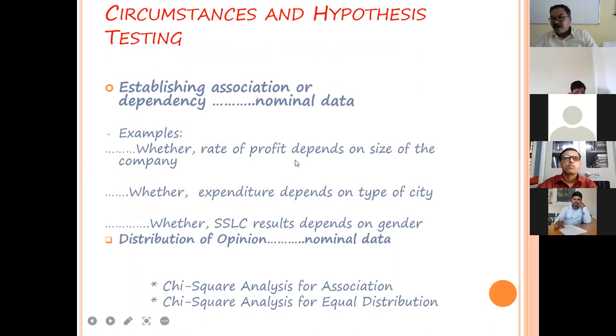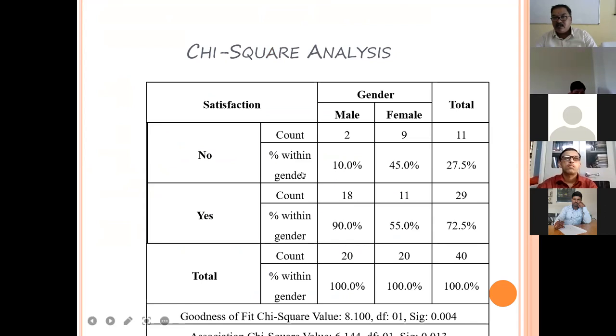And there is another type of data, as you have already mentioned, nominal data. For nominal data, we have 2 types of tests, and one test is like that: is there any skew between yes and no? As I said, are you satisfied with this class? Out of 40 members, 29 have told yes sir, we are happy with the class, but 11 have told no sir, you are not fully happy. They are not saying unhappy. You are not fully happy.